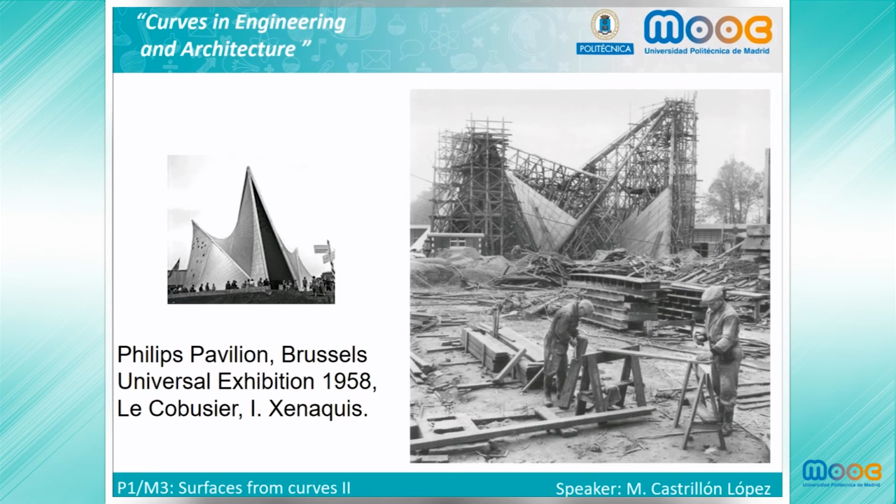And this surface is also useful to make formworks. You can see the formworks of the Philips Pavilion, done for the Universal Exhibition of 1958 at Brussels, designed by Le Corbusier and Xenakis.